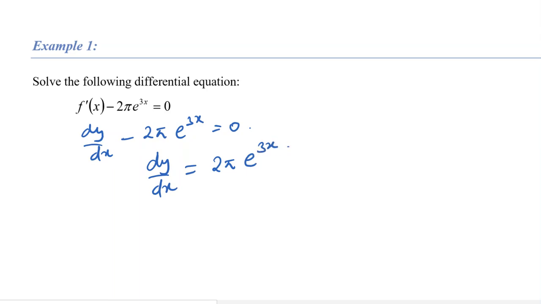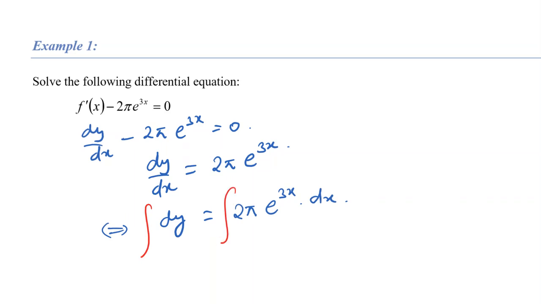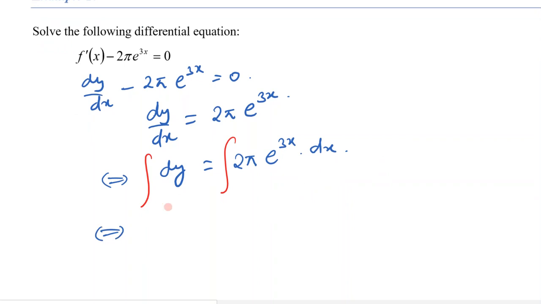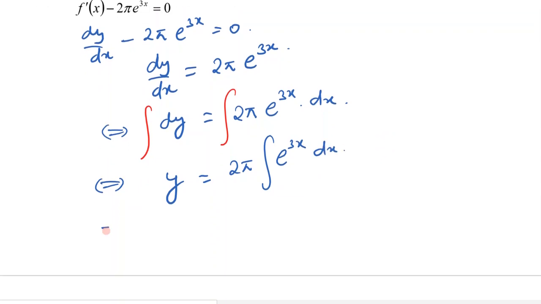So next step is we split the derivative and we separate the variables. So this implies differential of y, so dy is equal to 2 pi e raised to power 3x dx. And now is a step where we integrate because we have already separated the variables. So when we do the integral, from here we get y, and here 2 pi is a constant. So e raised to power 3x dx. Integral of e raised to power 3x dx.